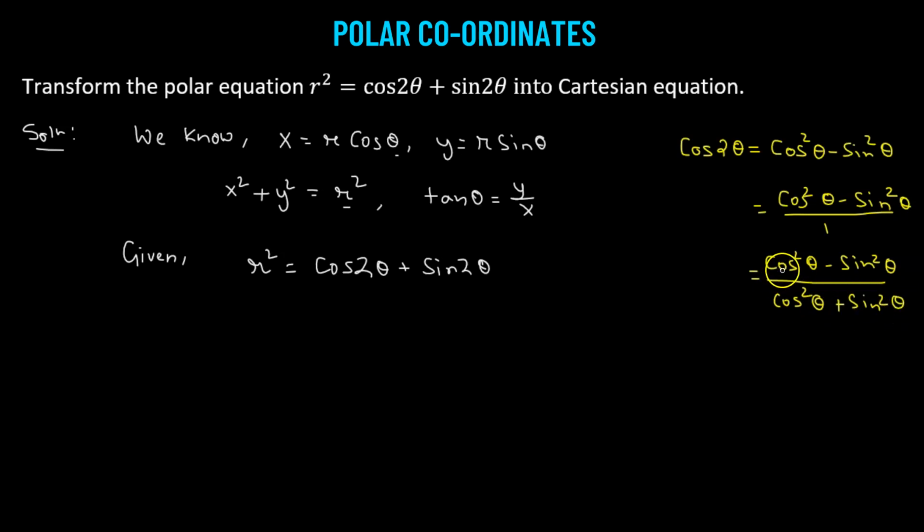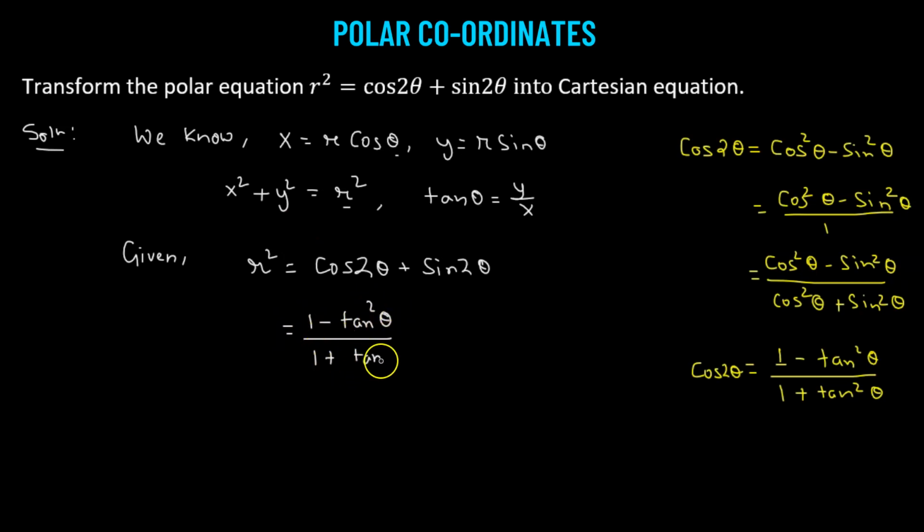Now we'll divide both the numerator and the denominator by cosine squared theta. In the numerator, cosine squared theta over cosine squared theta becomes 1, minus sine squared theta over cosine squared theta, which becomes tangent squared theta, divided by, similarly in the denominator, 1 plus tangent squared theta. The cosine of 2 theta in terms of tangent of theta can be expressed as the ratio of 1 minus tangent squared theta to 1 plus tangent squared theta.